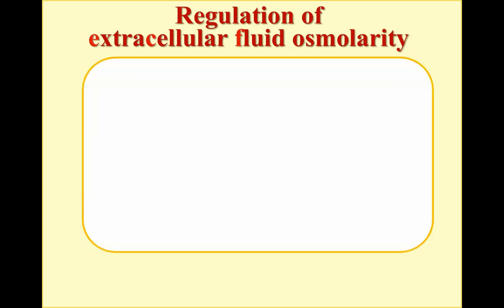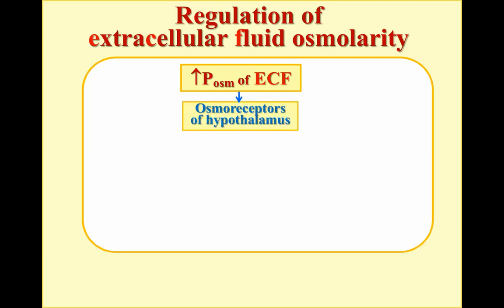Regulation of the extracellular fluid osmolarity, the total scheme, shows how it occurs. Osmotic pressure of the extracellular fluid. I hope you remember that blood osmotic pressure and interstitial fluid osmotic pressure are the same, because it's one and the same extracellular fluid. And blood differs from the interstitial fluid only by content of proteins. So, an increase of osmotic pressure of the extracellular fluid stimulates the osmoreceptors of the hypothalamus.